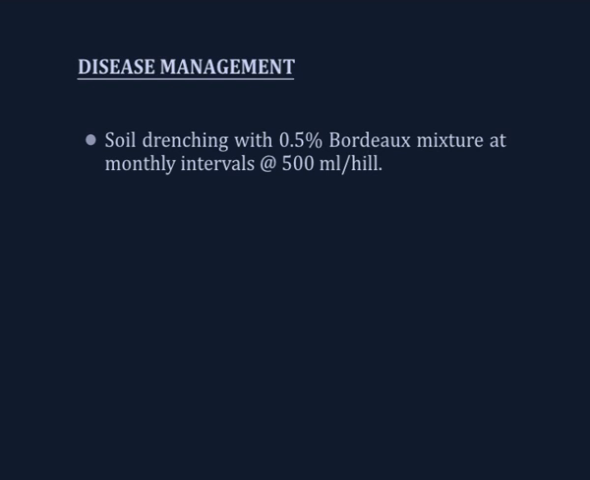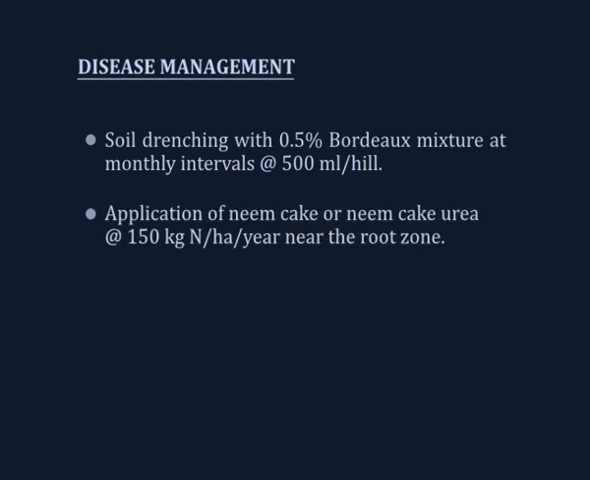Soil drenching with 0.5% Bordeaux mixture at monthly intervals at the rate 500 ml per hill. Application of neem cake or neem cake urea at the rate 150 kg nitrogen per hectare per year near the root zone. This is about the management of the disease.